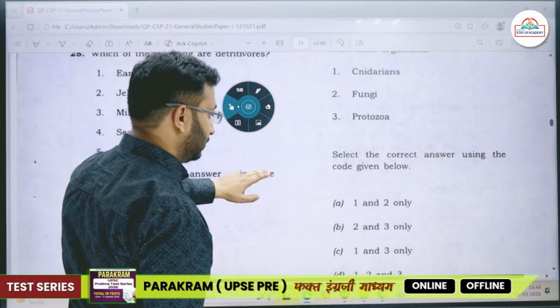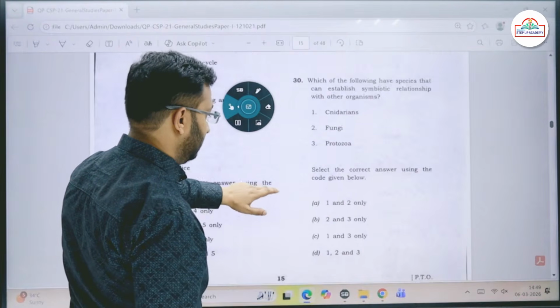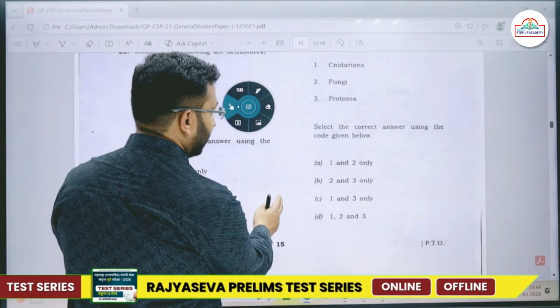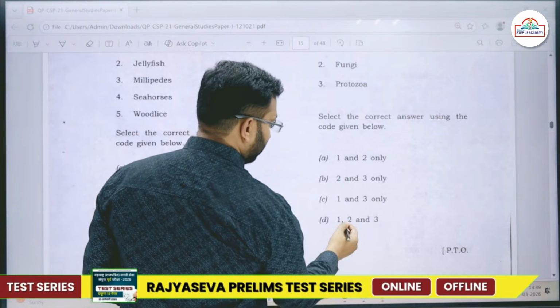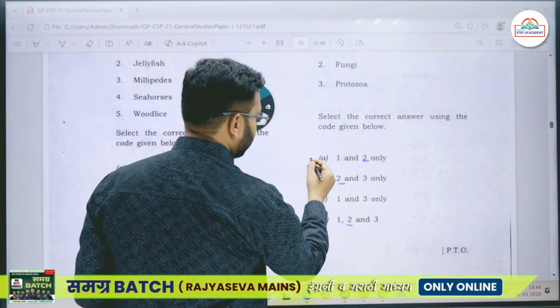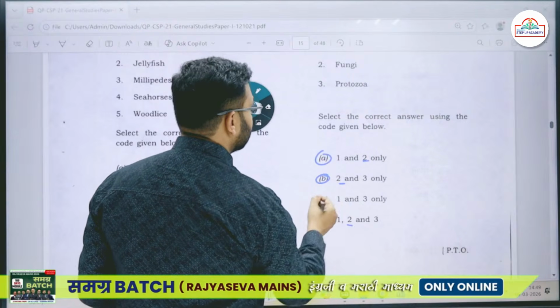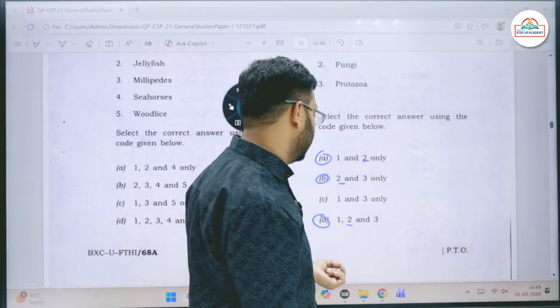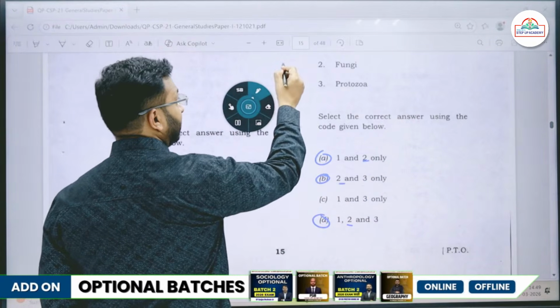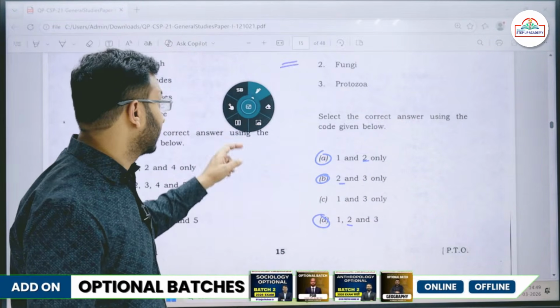Fungi I see over here, fungi I see over here. ठीक है, और कुछ है क्या? Even fungi, ठीक है, so I see fungi over here. तो यहाँ पे तो 3 ऑप्शन बचते हैं. ठीक है, next is protozoa. I'm not sure whether protozoa are having a symbiotic relation or not. So there are 3 options. So I will keep this in mark and review.